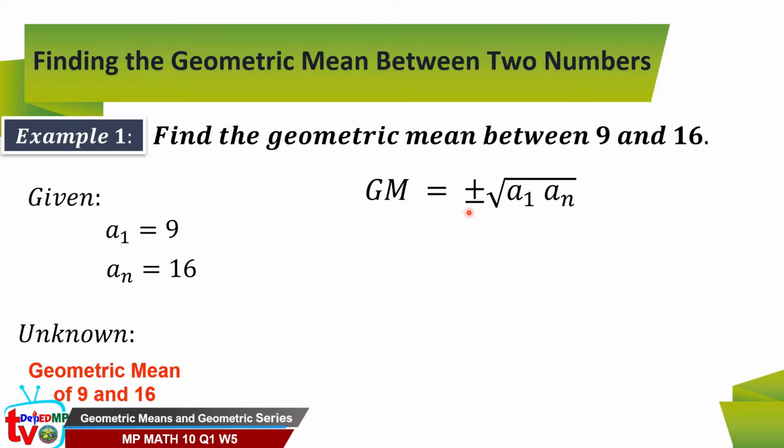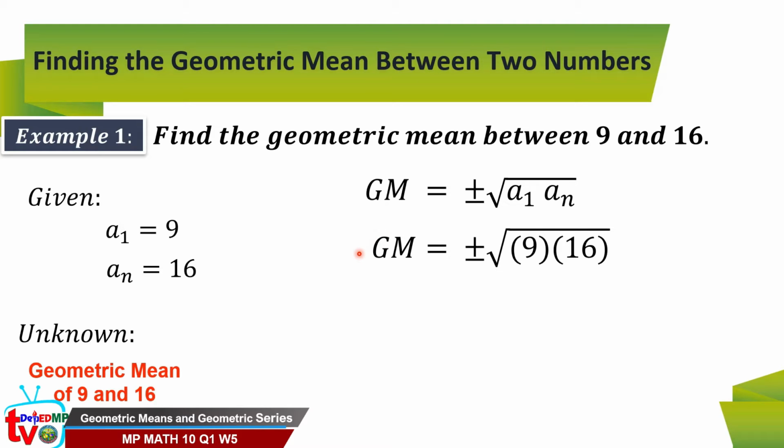Let's have the formula. Geometric mean is equal to positive negative square root of A sub 1 times A sub n. We can see here that all we have to do is to multiply the two given terms and then extract the square root of the product. This formula was derived using the square root property. That's why we have the positive negative symbols. It means that we are to consider the positive and negative roots of the equation. In this case, we are considering the positive and negative geometric mean of the two numbers.